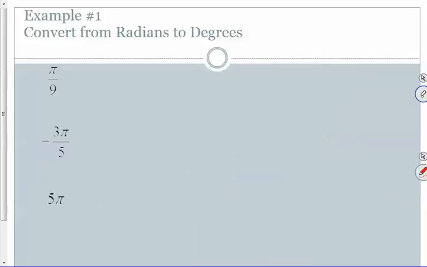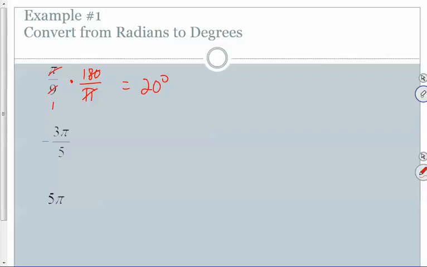So let's try some stuff here. Let's convert from radians to degrees. You have pi over 9. That's radians, so I'm going to multiply by 180 over pi. You can see pi goes away, and now you have 180 over 9, which reduces to 20. So that's equal to 20 degrees.